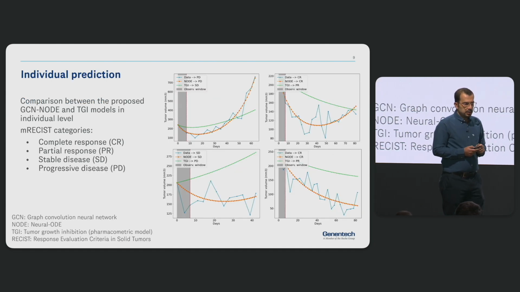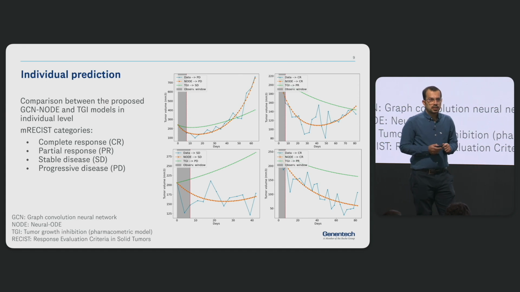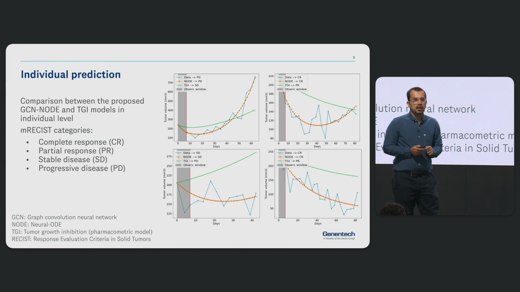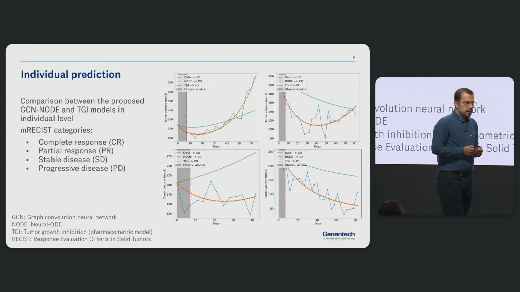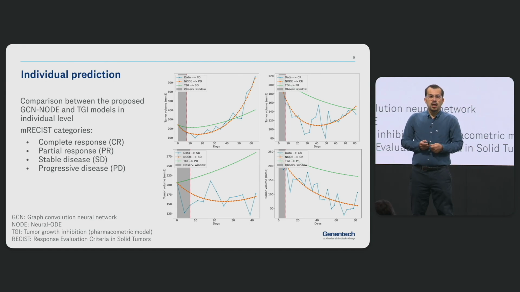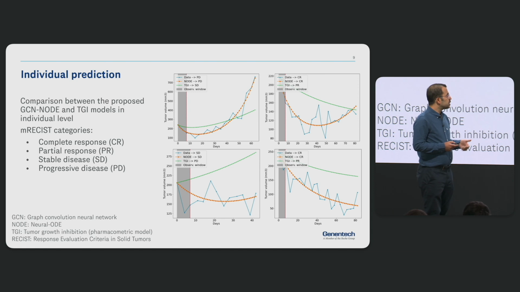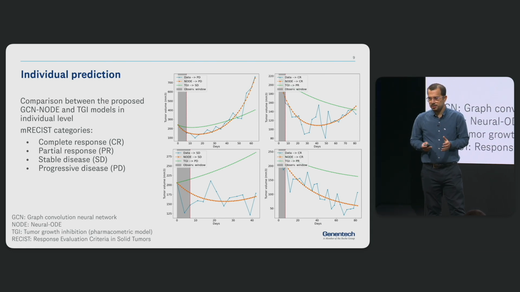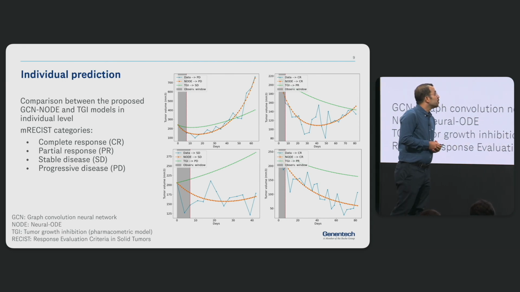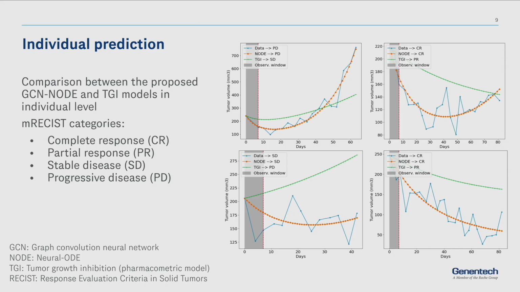So we wanted to also evaluate that at the individual level. Here are some individual level predictions for some patients where we compare our approach with TGI, which is a well-known traditional approach for tumor growth inhibition modeling. And as you see, obviously I'm biased toward my model, so I'm just showing you the best possible results. Here we have 4 patients where our model is able to predict the response properly with respect to the RECIST criteria.